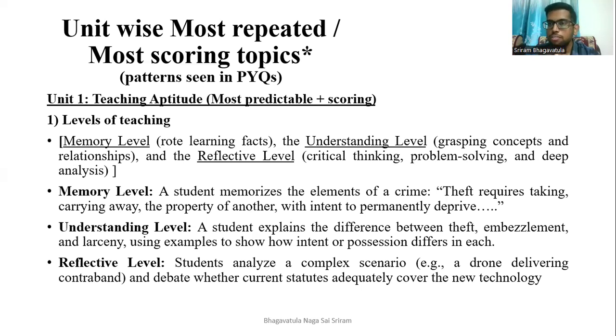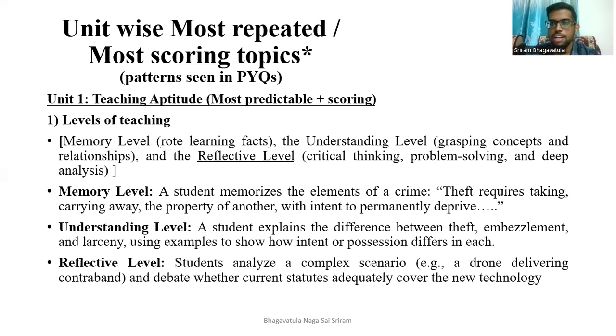Now let us move on to Unit 1. Unit by unit we will see the different things you need to look at. Unit 1, as we said earlier, is about teaching aptitude. This is the most predictable and also the most scoring part. Some of the important topics I would like to highlight follow.